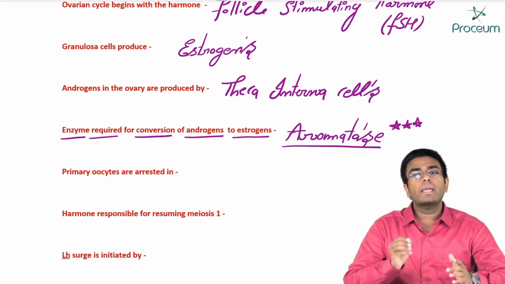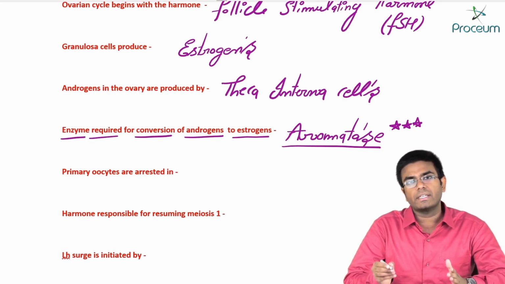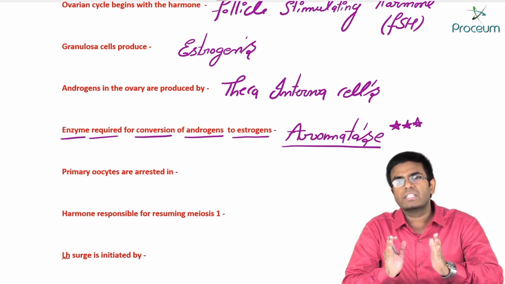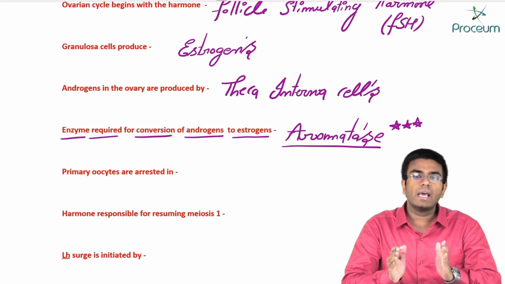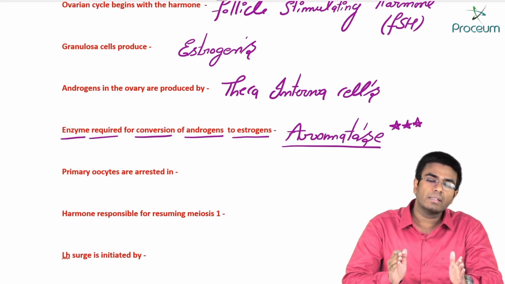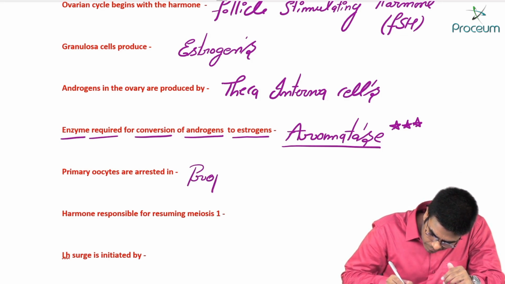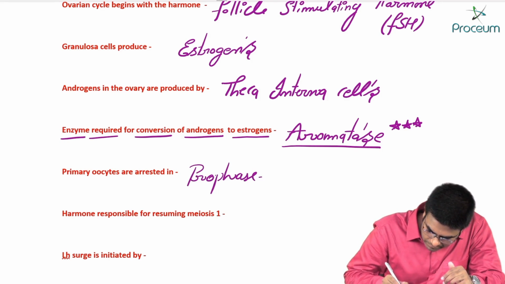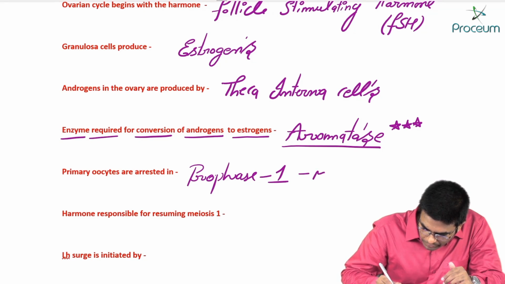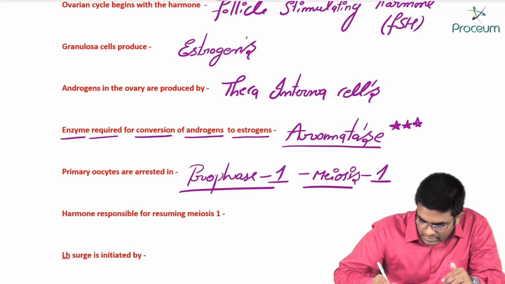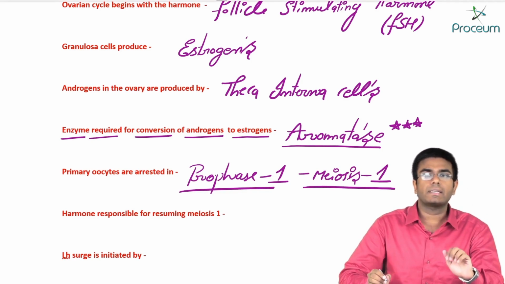Now, primary oocytes are arrested in which state? We know that primary oocytes are arrested in prophase 1 of meiosis 1. In prophase 1 of meiosis 1, these primary oocytes are arrested.